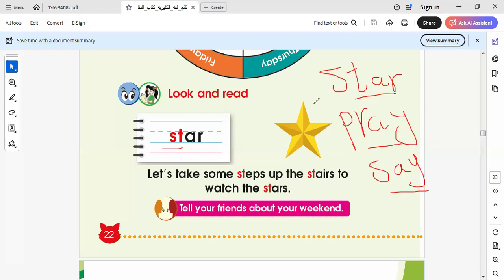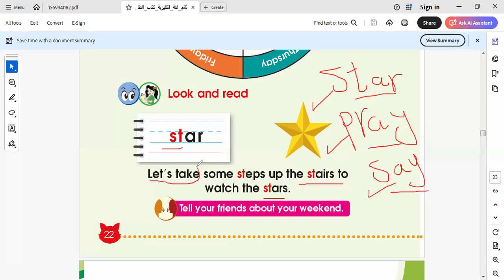Okay, here is star. Here is pray and say. Let's read this sentence together. Let's take some steps up the stairs to watch the stars. I will repeat this sentence and you repeat after me. Let's take some steps up the stairs to watch the stars.